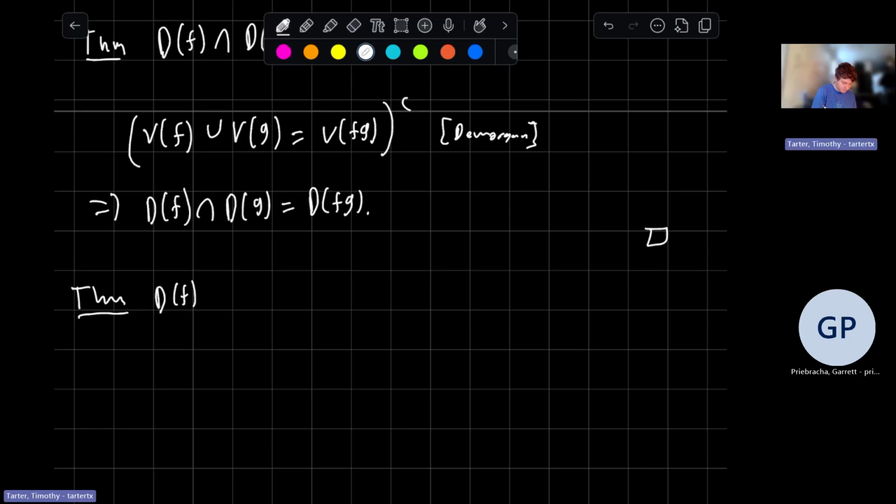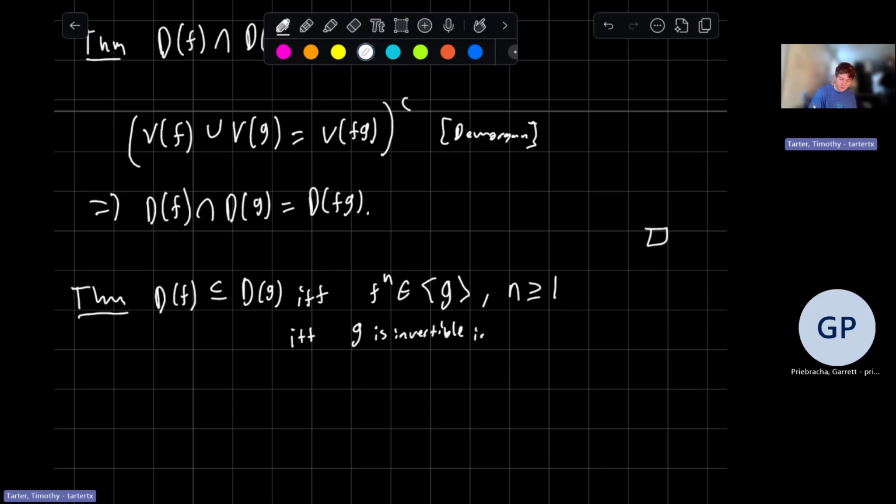Theorem: D(f) is contained in D(g) if and only if f to the n is in the ideal generated by g for some n greater than or equal to 1, if and only if g is invertible in the localization of A at f. Okay. Right.